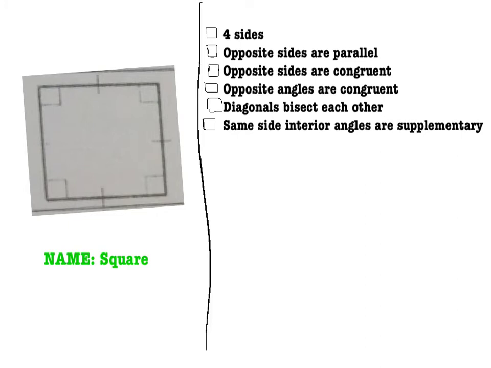First, a square has 4 sides. That's pretty obvious. It says opposite sides are parallel. That's not shown on here, so we're going to add that to our diagram. So opposite sides are parallel. It says opposite sides are congruent. That's shown right here.